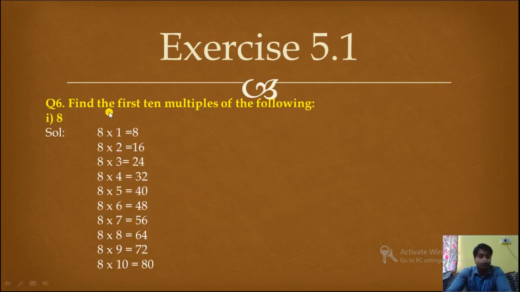Now the last question, question number 6, find the first 10 multiples of the following. So here we have 8. So 8 into 1 is 8, 8 into 2 is 16, 8 into 3 is 24, 8 into 4 is 32, 8 into 5 is 40, 8 into 6 is 48, 8 into 7 is 56, 8 into 8 is 64, 8 into 9 is 72, 8 into 10 is 80. So these are the multiples of 8: 8, 16, 24, 32, 40, 48, 56, 64, 72 and 80.